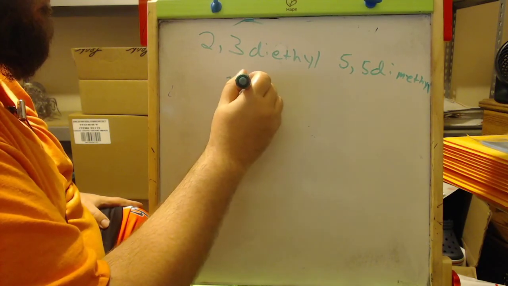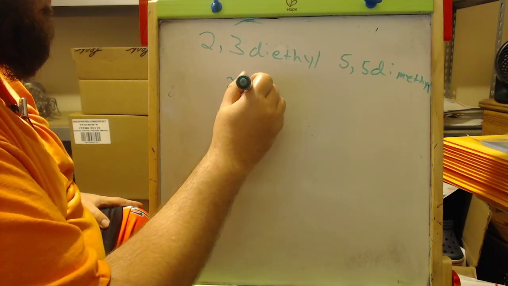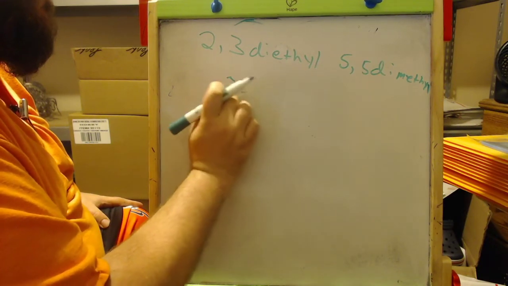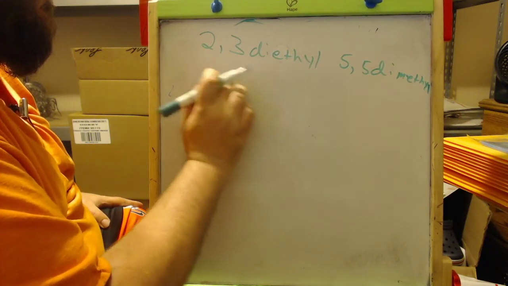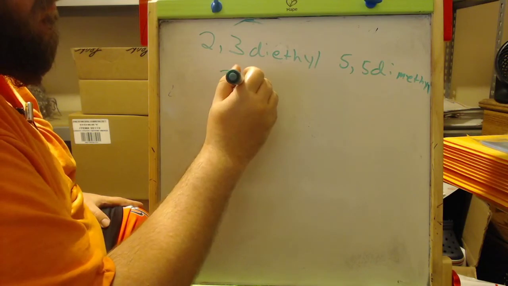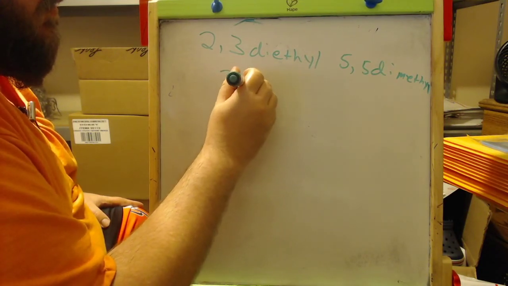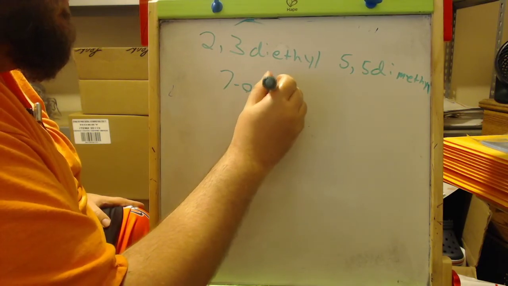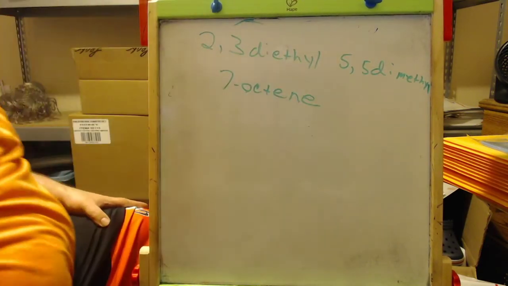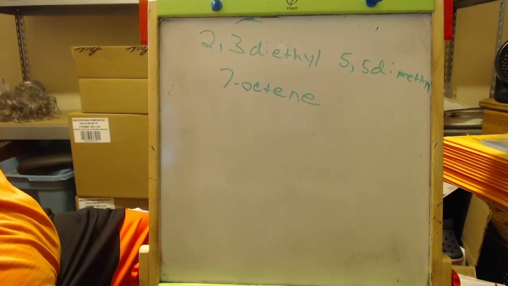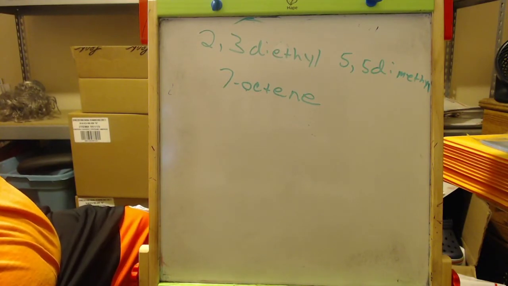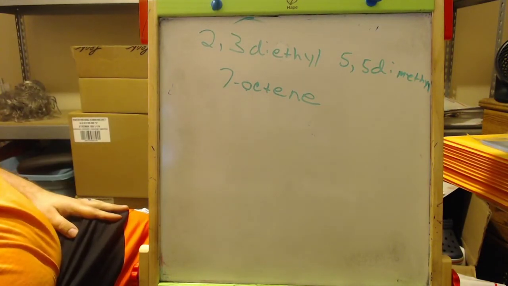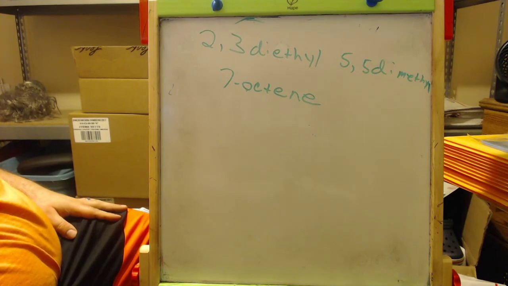no, let's not use 3, let's use 7, yeah, octene. Now let's see if this follows IUPAC naming and see if this is right, or should we correct it and name it something else.